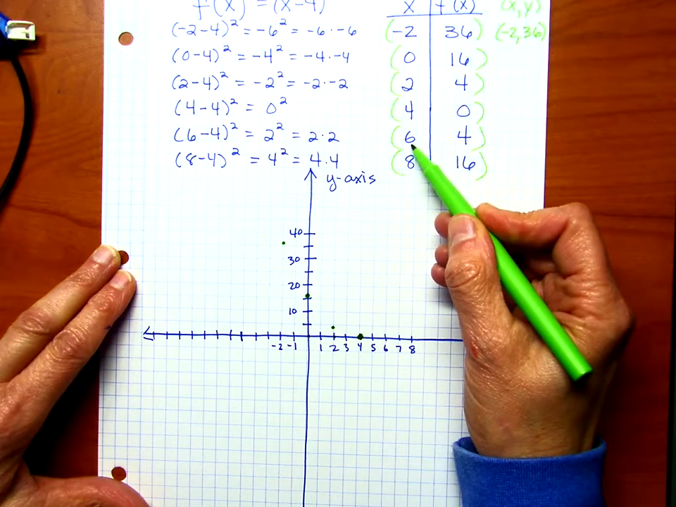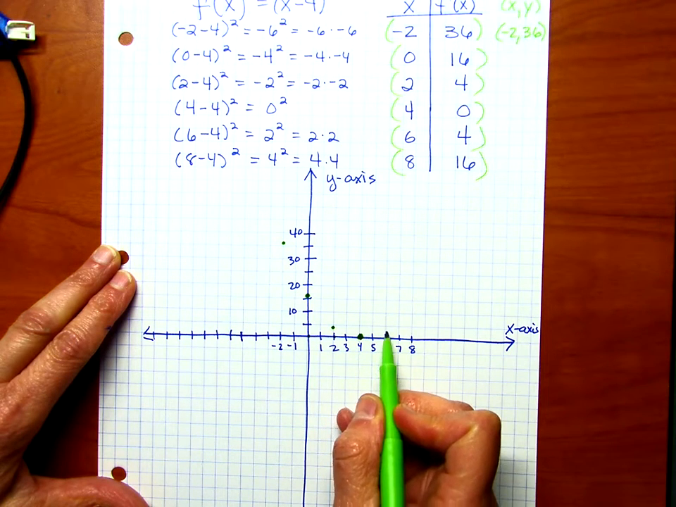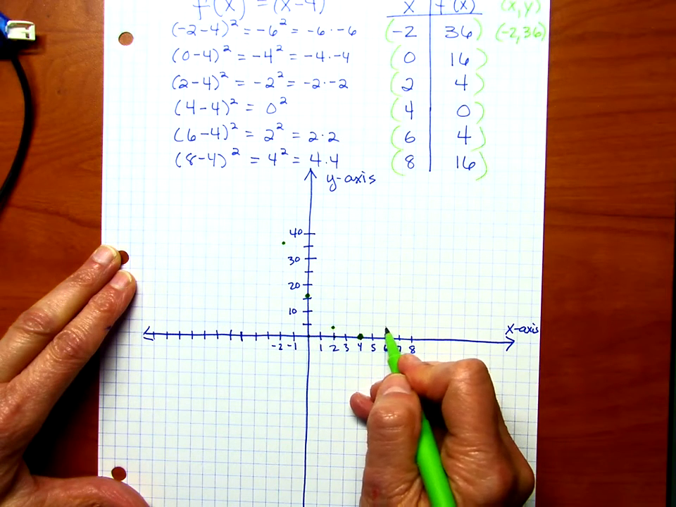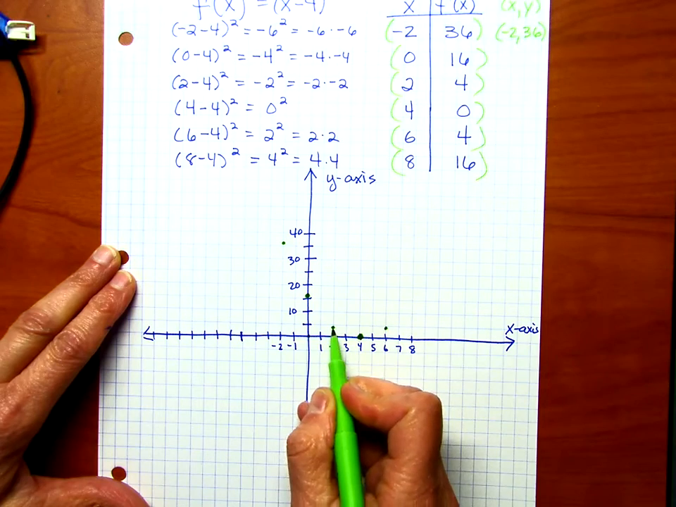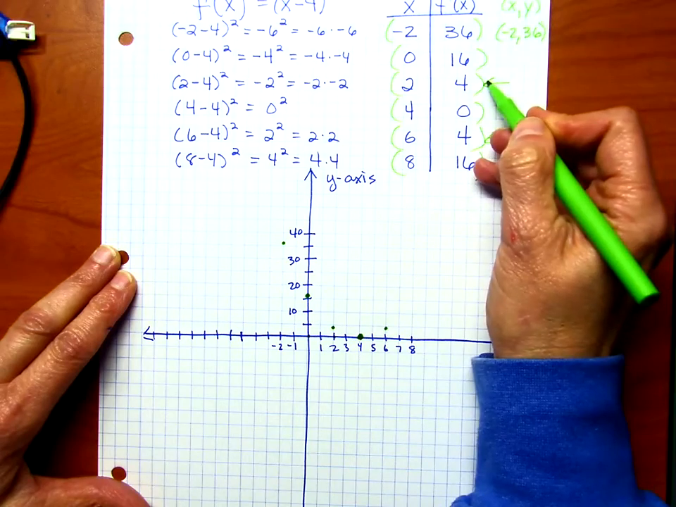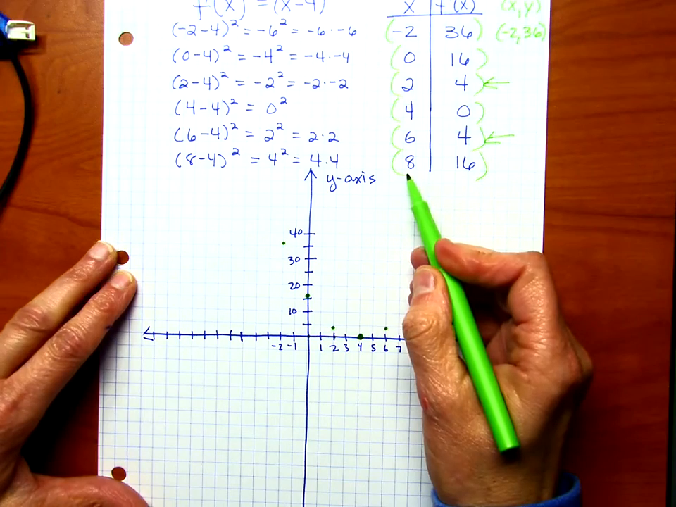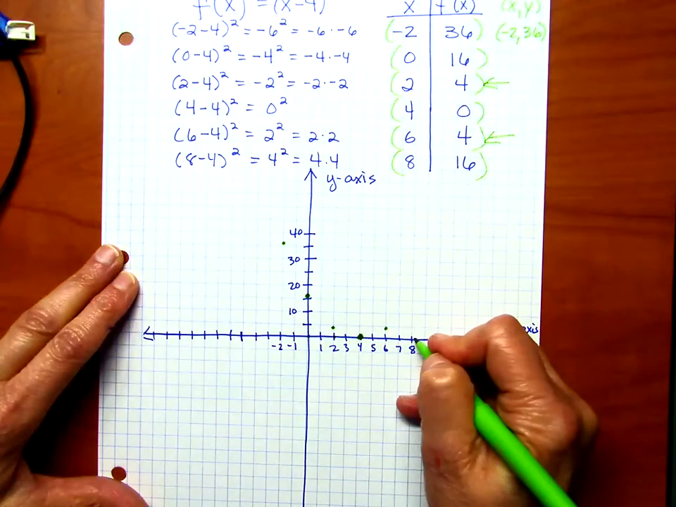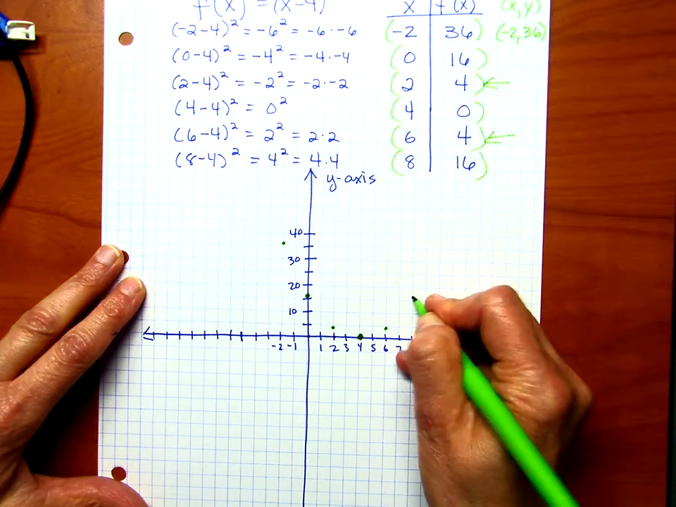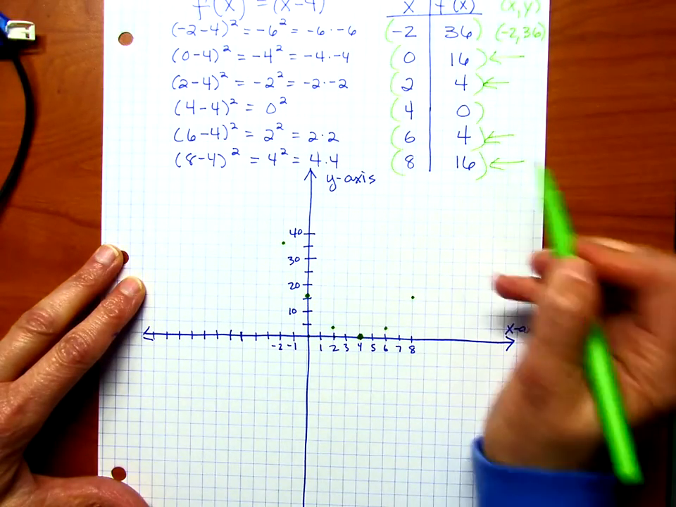Next we have an x value of 6 and a y value of 4. So here's my 6, and I'm going to go up 4. Here's 5, so it's going to be right around here. Similar to the 2, 4, notice that the y value is the same for the 2 and the 6. Okay, now the last one that we have a value for is the 8 and 16. So here's our 8. Here's 15, 16. And notice there's a similar one. The 0 also had a 16 as a y value.